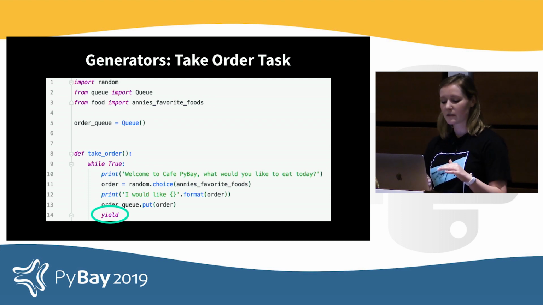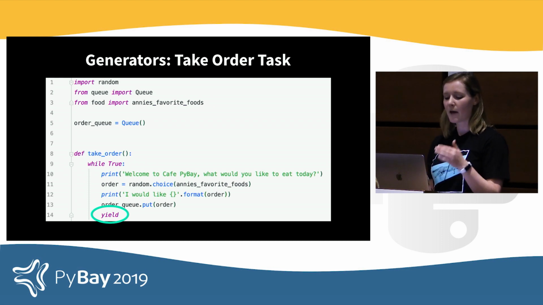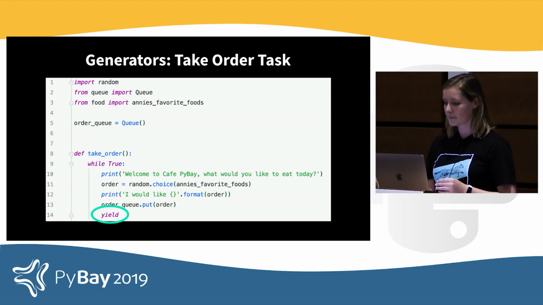When the function yields, it pauses execution and allows the event loop to run another task. And then when the event loop loops back to running this task, it will resume at that yield keyword, which means that it's just going to go back to the top of this while True loop.